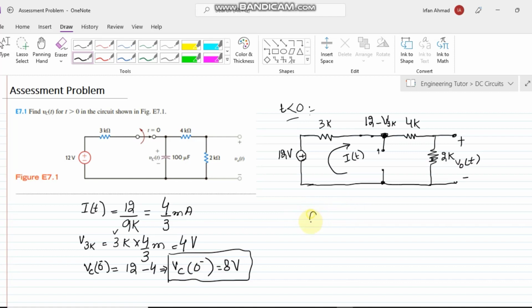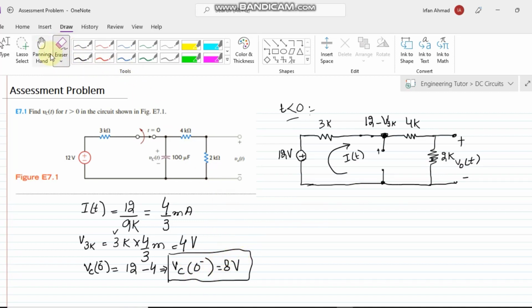Similarly, here we have two other symbols, 0 minus and 0 plus. So what are those symbols? The very short instant before the switch changes its position is 0 minus, before t is equal to 0, and as it has changed its position, the very short instant after is 0 plus. Okay, so these are the two symbols which I will be using in these types of circuits and questions. So that is the initial value here.